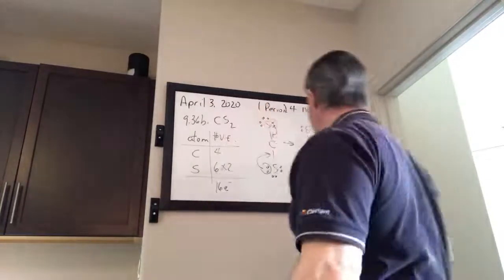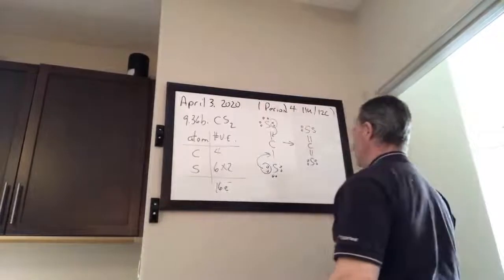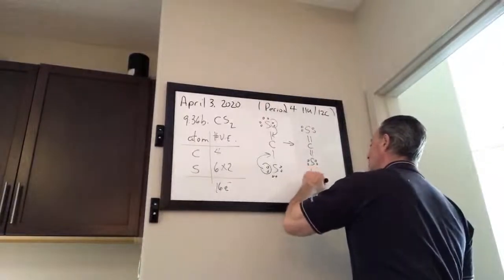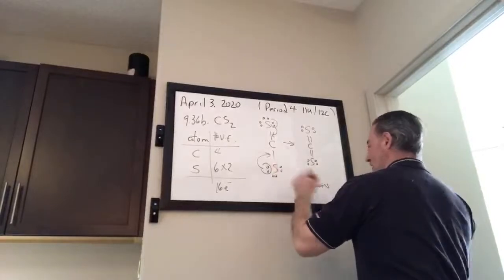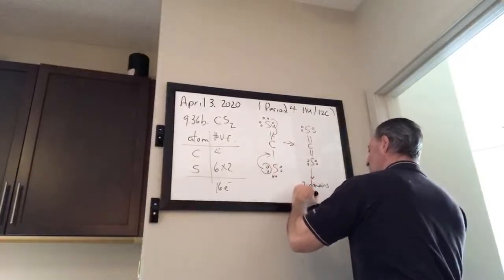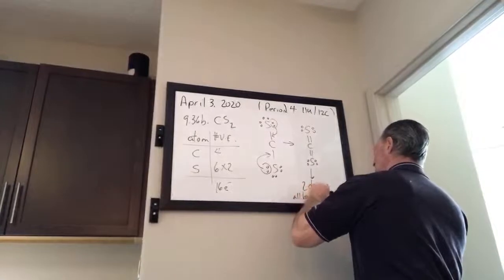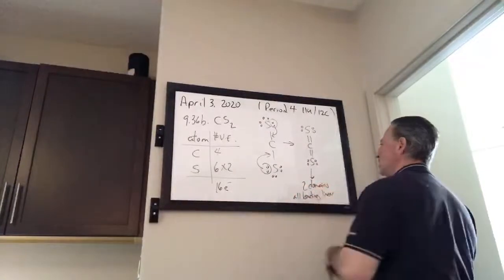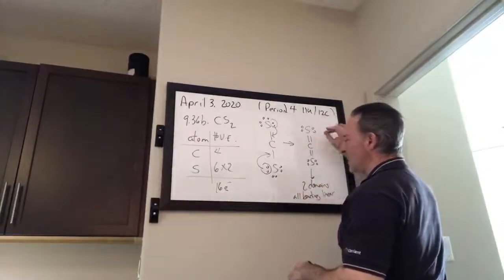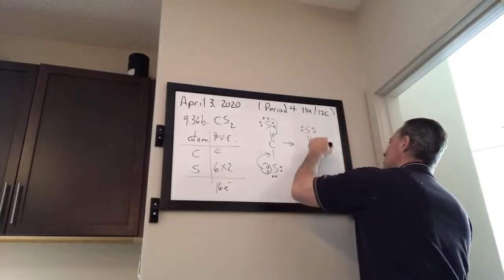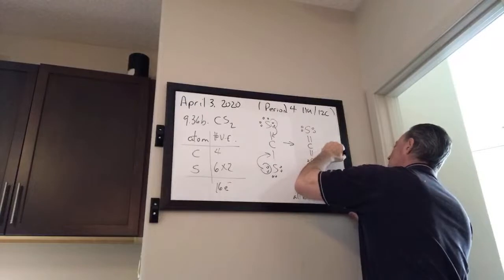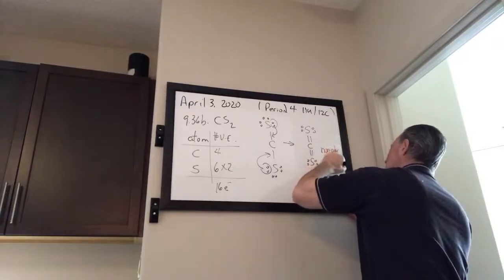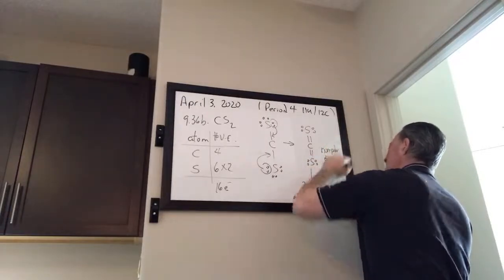So the result is 2 domains, therefore it's linear. They're all bonding. And it's linear. And it doesn't matter which way the dipoles are pointing because they cancel out due to symmetry. So the molecule is nonpolar due to symmetry. It's similar to carbon dioxide. It's analogous to carbon dioxide.